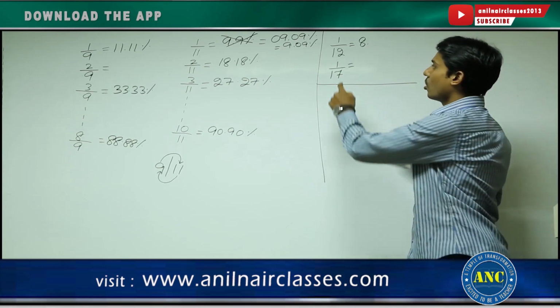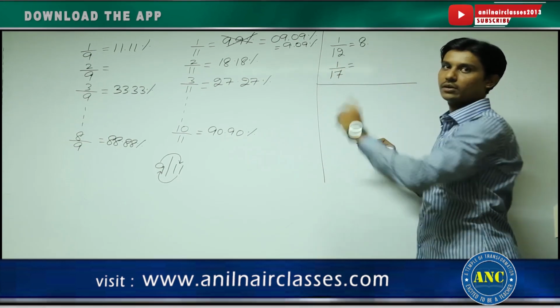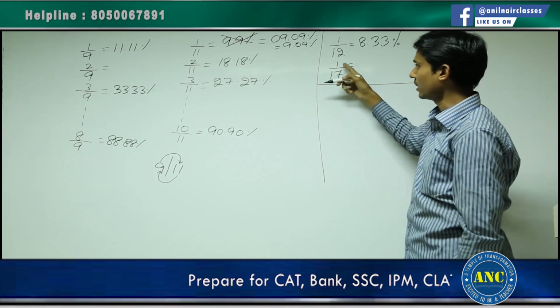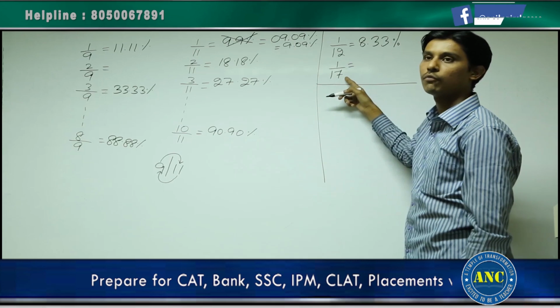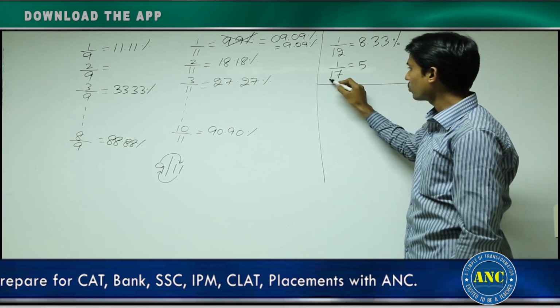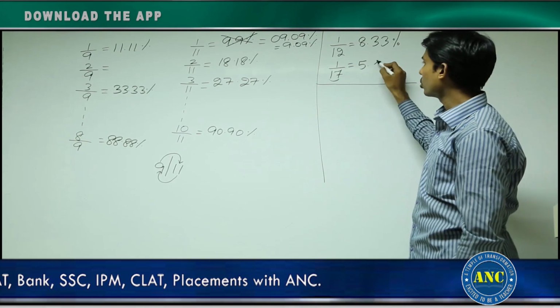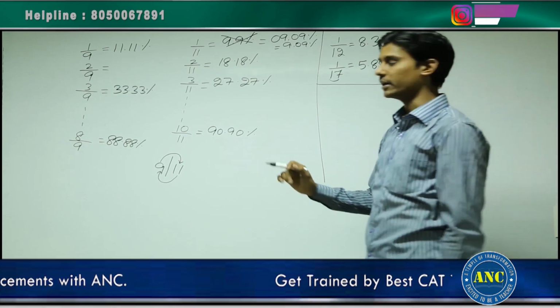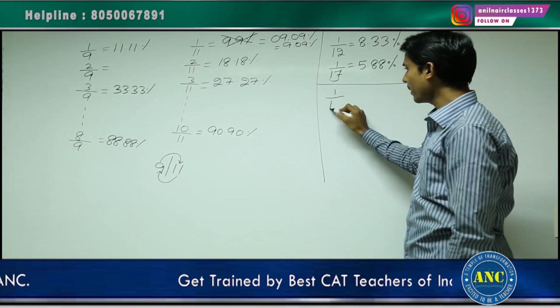Write down 8. What is 1 plus 2? 3. Write down twice. Same logic for 1 by 17. 100 by 17. It will go 5 times. Write down 5. What is 1 plus 7? 8. Write down twice. 1 by 17 is 5.88%.